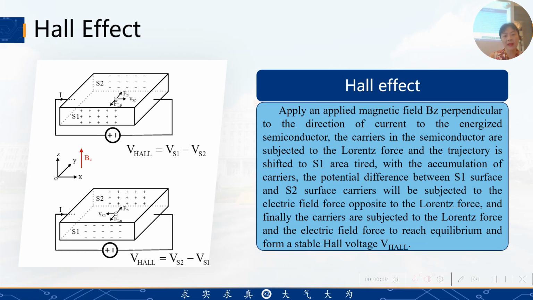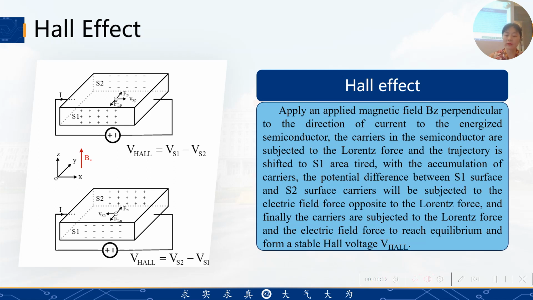Apply a magnetic field perpendicular to the direction of current to the energized semiconductor. The carriers in the semiconductor are subjected to the Lorentz force, and the trajectory shifts toward S1. With the accumulation of carriers and the potential difference between S1 and S2, carriers will be subjected to an electric field force opposite to the Lorentz force. Finally, the carriers reach equilibrium between the Lorentz force and the electric field force, and form a stable voltage, V Hall.